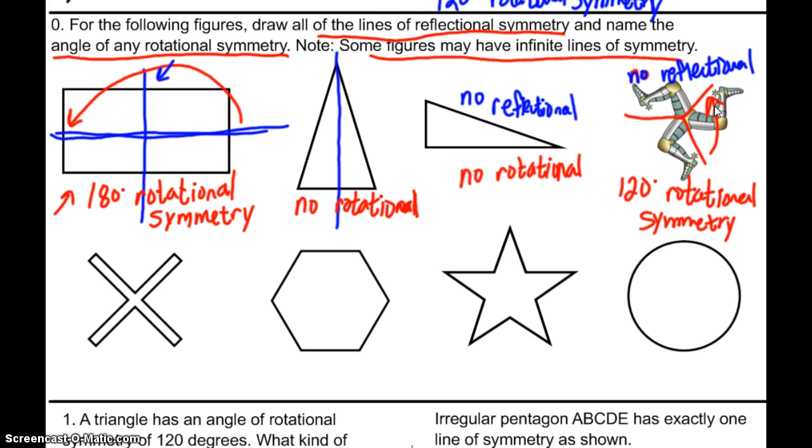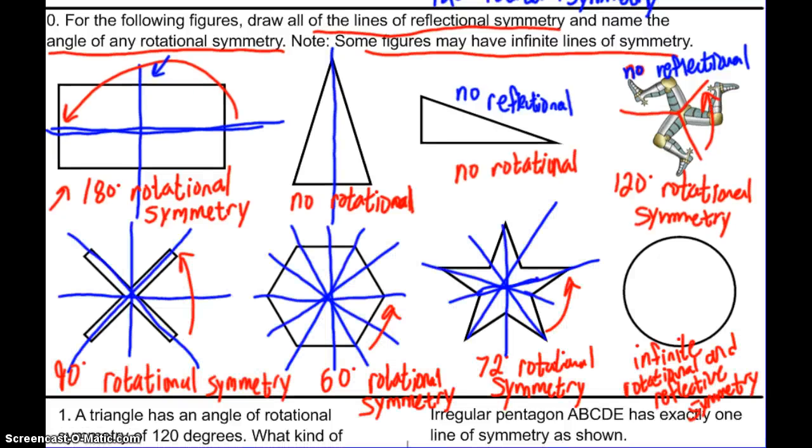I'm going to reveal the last 4 in a second. They're coming up in 3, 2, make sure you've tried them, and here they are. And here we are. The x has 8 lines of symmetry, or I should say 4.